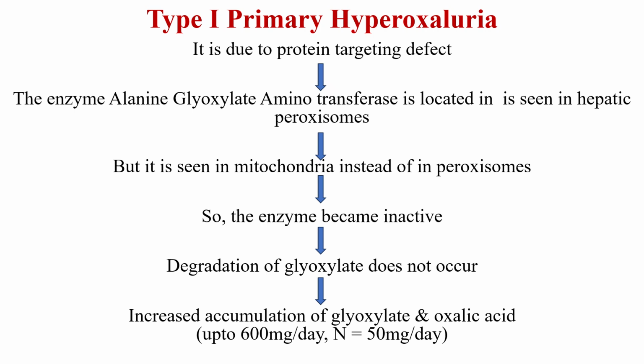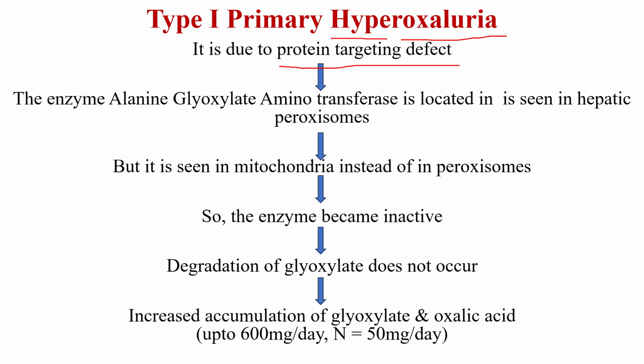And next is type 1 primary hyperoxaluria, and this is the most important and most frequently asked question in the exam. So what is primary hyperoxaluria? Primary means it is a main cause, hyper means increased, and oxaluria means oxalates in the urine. So an increase of oxalates in the urine is called hyperoxaluria, and this is due to a protein targeting defect. What is this protein targeting defect?